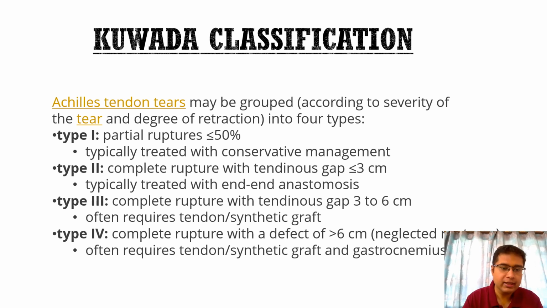In type 3 tear, there is complete rupture with a gap between 3 to 6 centimeters, which often requires tendon or synthetic graft. While in case of type 4 tears, which is complete rupture with more than 6 centimeter gap, it requires synthetic graft or tendon graft with gastrocnemius recession.